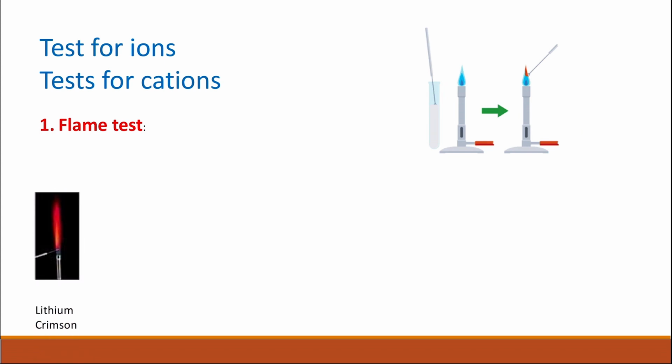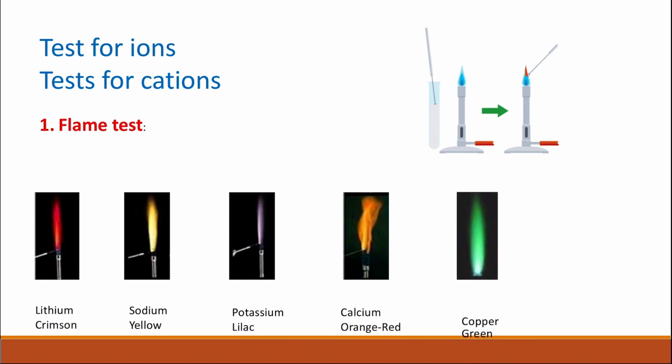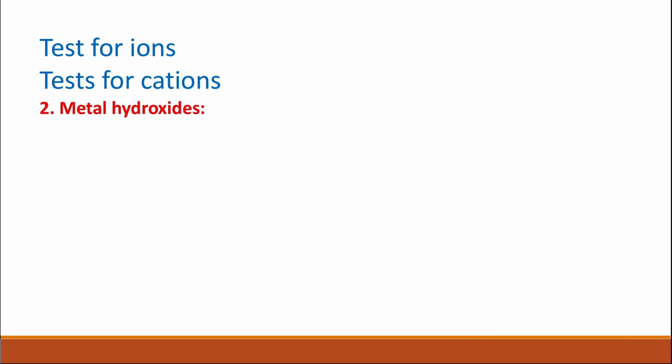So lithium will turn the flame crimson. Sodium will turn it yellow, potassium will give you a lilac color, calcium will give orange-red, and copper will give a green color. We can also test for metals by using sodium hydroxide.